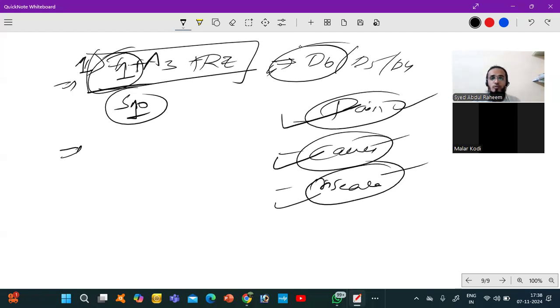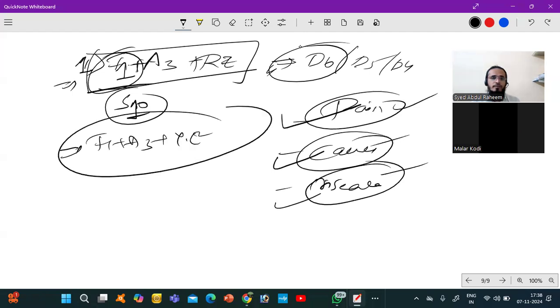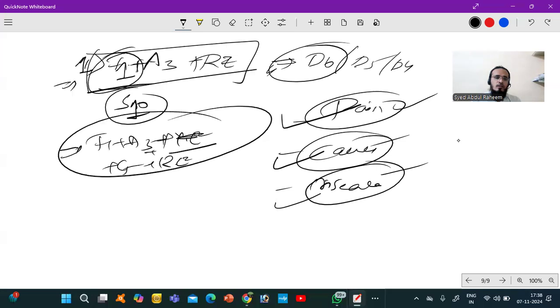Okay, so next we have pain. For pain you can give F1 A3 Y, or F1 A3 C5 RE. Okay, you can add Y in place, you can add RE. Okay. So this is the formula for pain. You can give it in D6.